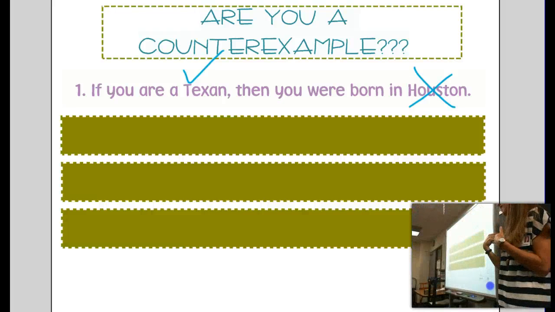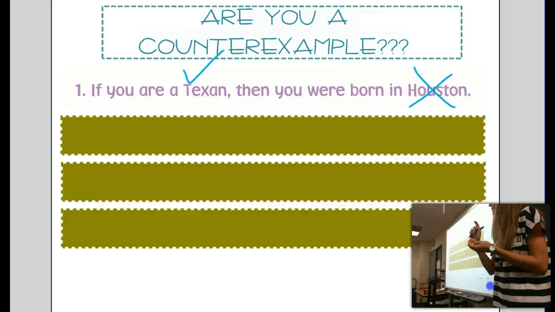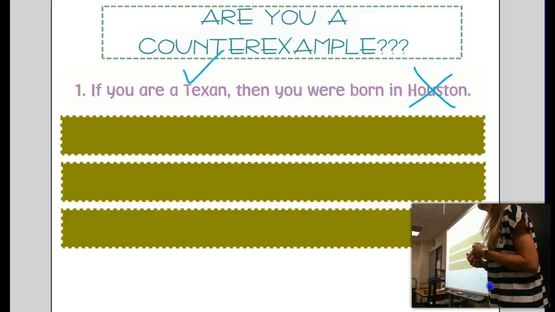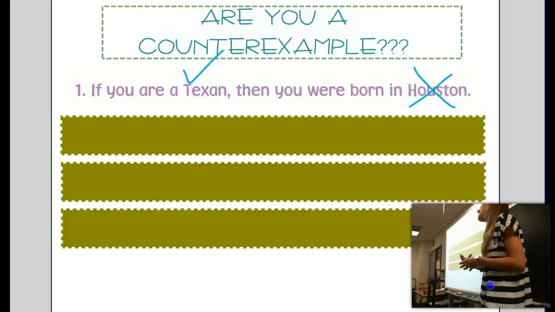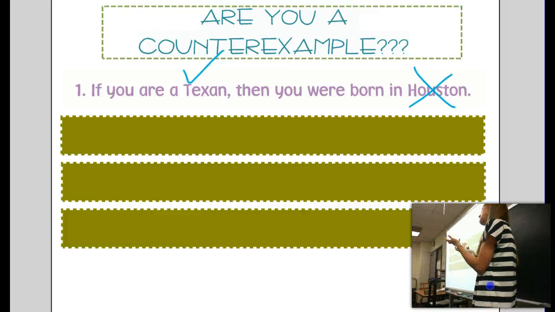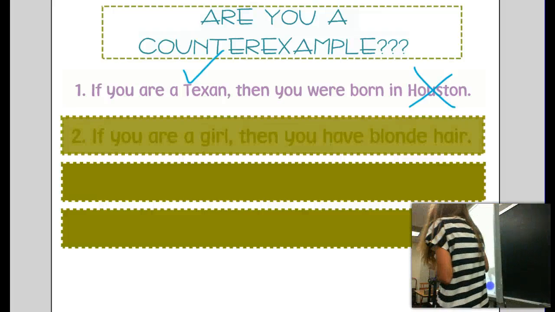I was born in Dallas, so I'm a counterexample. Yes, ma'am. I consider myself a Texan. Probably. You're an adopted Texan. But to be called a Texan, you have to be born here. It's okay. It's okay. Let's move on. Don't look at me like that.